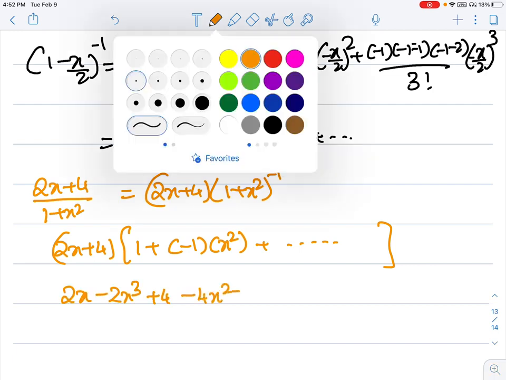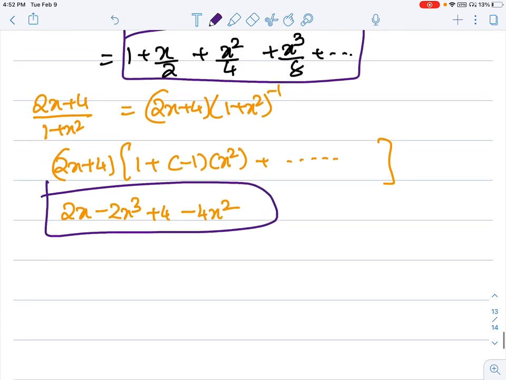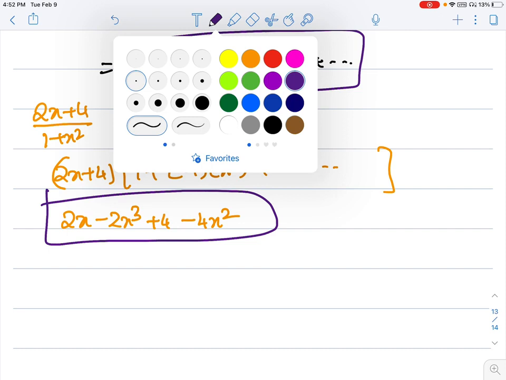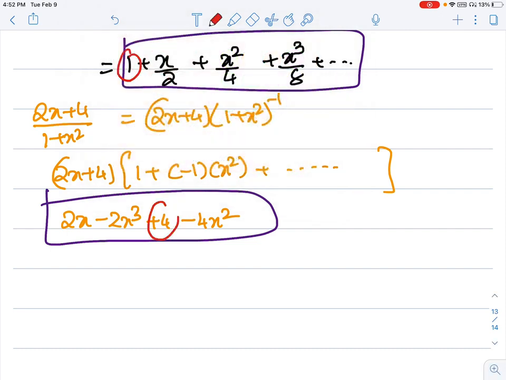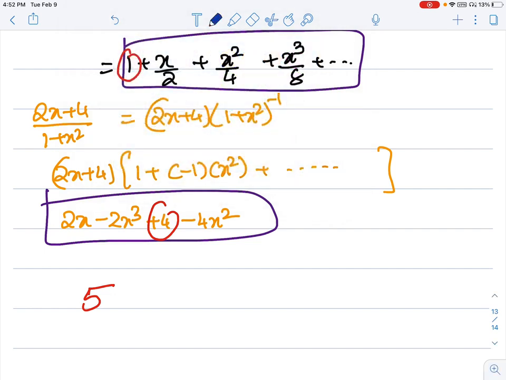Now I have these two answers. I need to add these two answers. So when I add, I can see that I use a color combination. 1 and 4 adds up to 5. Then x terms, x upon 2 and 2x will become 5x upon 2.